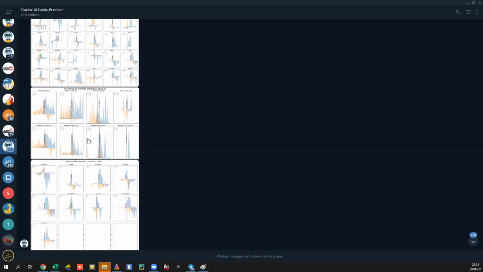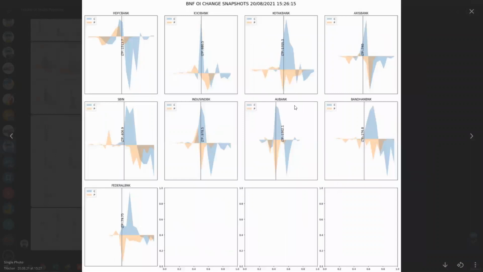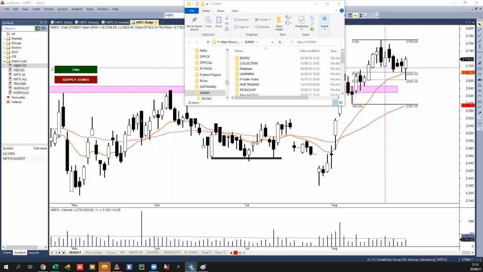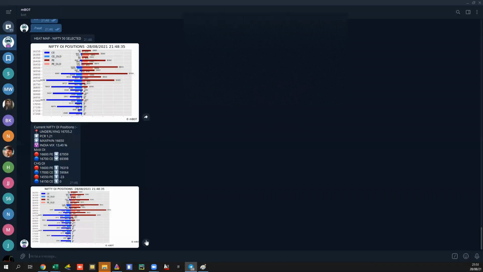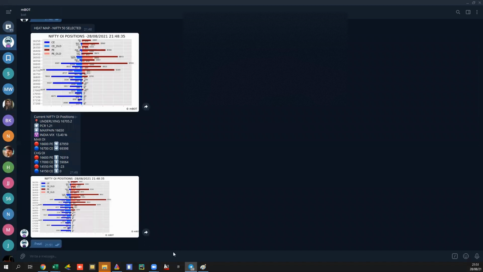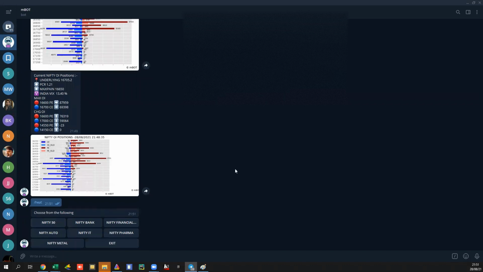And the third chart is the Bank Nifty. Some people are totally into Bank Nifty. They will see what is happening in the OI of the Bank Nifty components, right? If it is not showing, maybe there was some error, but you can see from here. So this is the snapshot. I'll come back to that mBOT again. So we will use the command heat, right? Nifty 50.